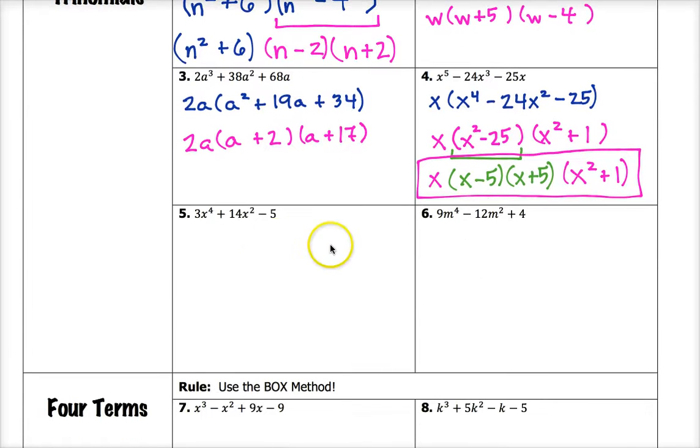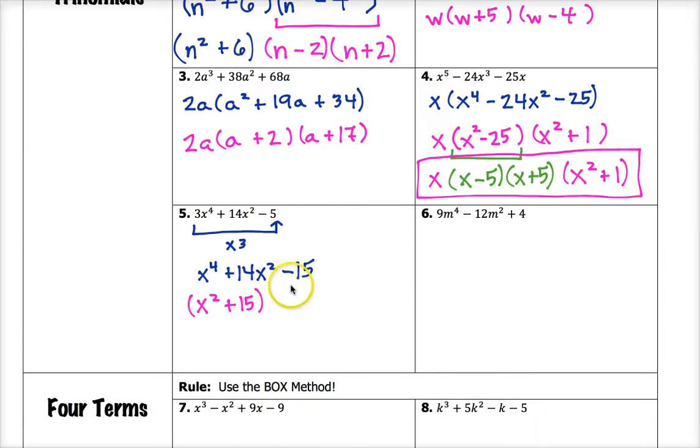Number 5, for this one there is no GCF, and the leading coefficient is not 1, so this is a slide and divide problem. I'm going to slide my 3 over and multiply it by negative 5, so you get x to the fourth plus 14x squared minus 15. Factor this as you normally would. This would become x squared plus 15 times the quantity x squared minus 1.